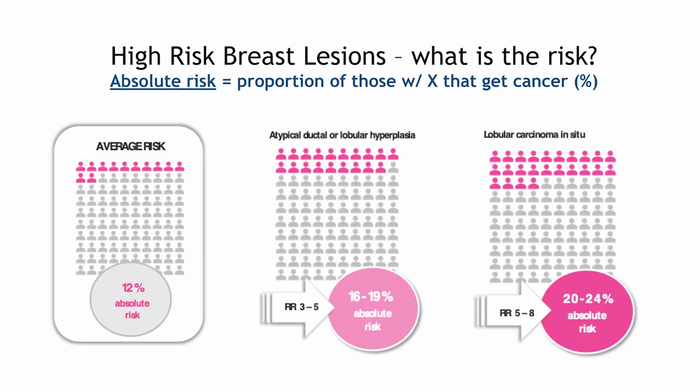So again, just to summarize, what is the risk with these lesions? For the atypical duct and lobular hyperplasia group, it's around 15 to 20%, and for the LCIS group, it's around 20 to 25%.